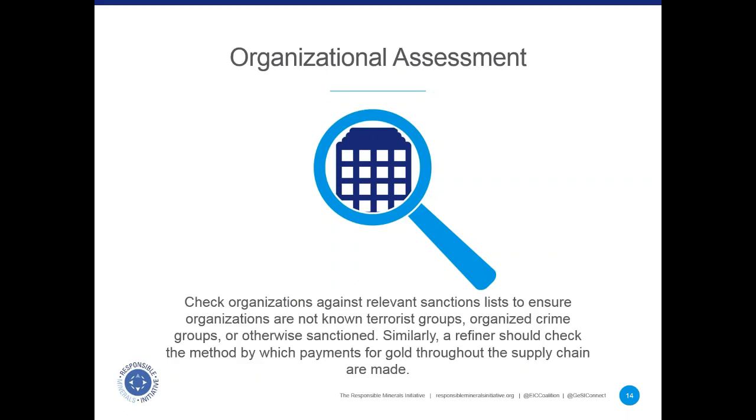Similarly, a refiner should check the method by which payments for gold throughout the supply chain are made. Cash deals can be a sign of money laundering or terrorist financing. Untraceable transactions may also constitute a red flag. Again, the auditor should focus on the process the refiner has to verify the form in which the transactions are made. For example, refiner A receives $10,000 in cash from customer B, who claims this is the only method of payment in their jurisdiction. This in and of itself is not necessarily a red flag, as there are certain places where cash transactions are the way of business.